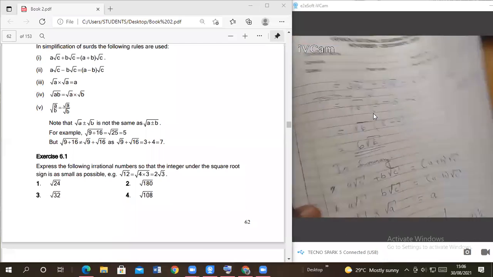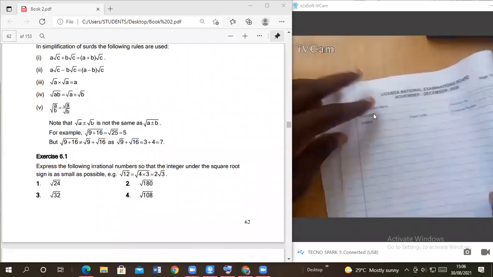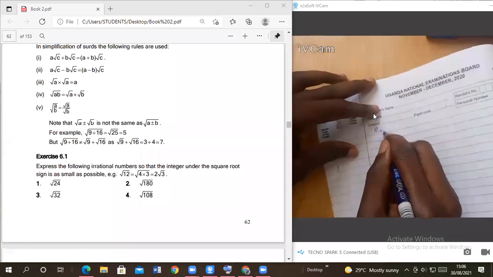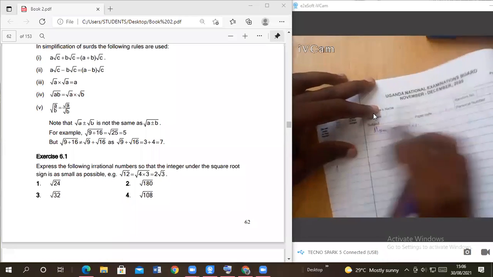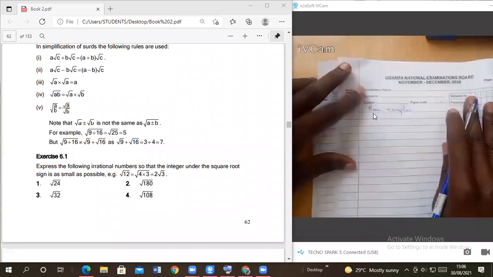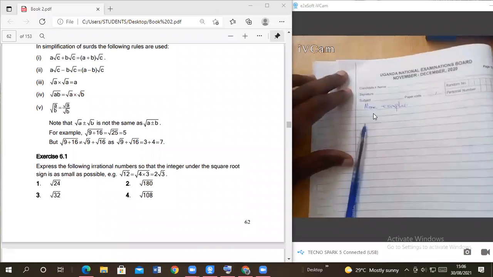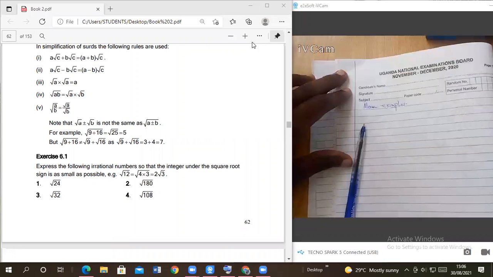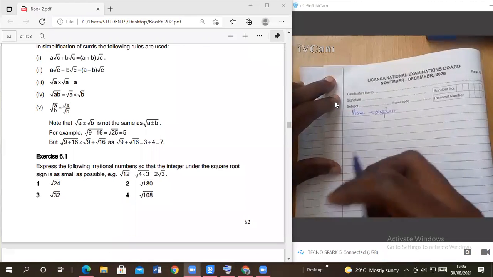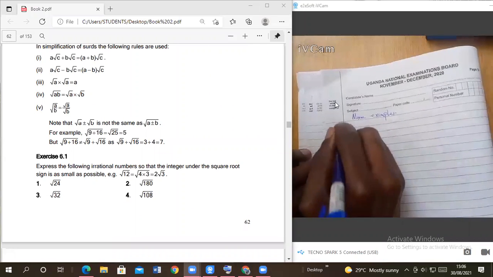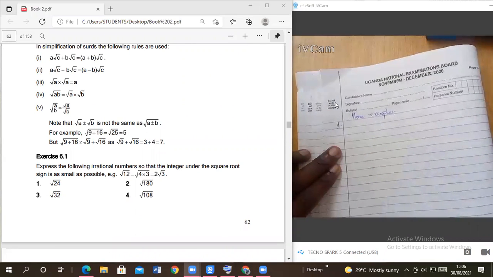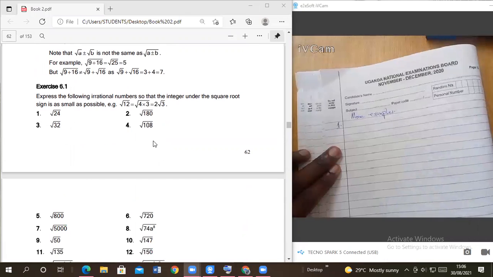Now let's go to more examples. Please, if there are questions, ask me before we proceed. If there are questions, please ask me before we move to the next number. Are we together? Yes, teacher. Okay, let's look at this exercise now. Let's start with this exercise first.